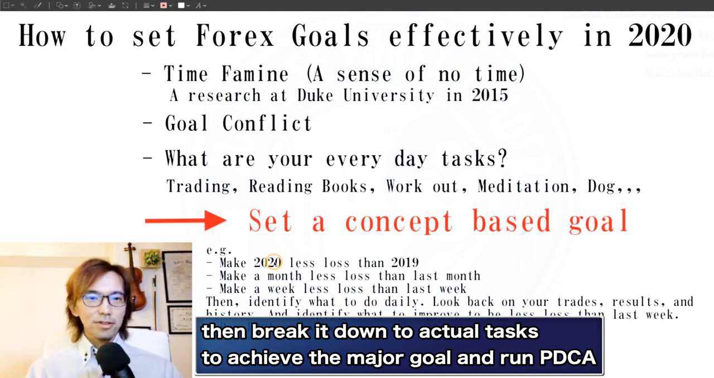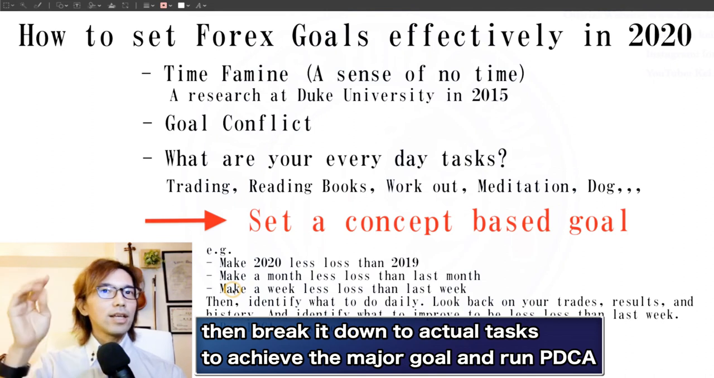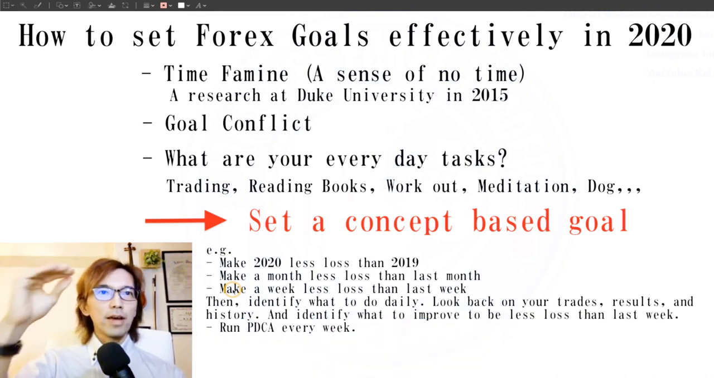I don't know how many losses you had last year, but you can put the concept of having less loss than last year. Then you break it down to monthly. You make the month less loss than the last month, right? This can be a goal of this year. And then you break it down to weekly, right? You make a week less loss than the last week. So you break it down from year, to monthly, to weekly.